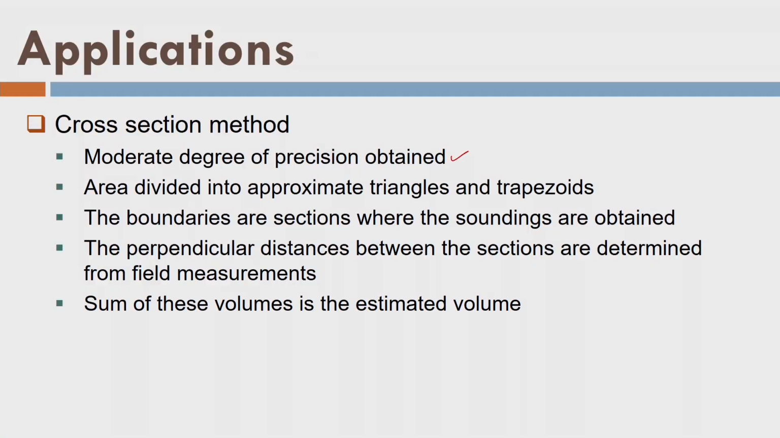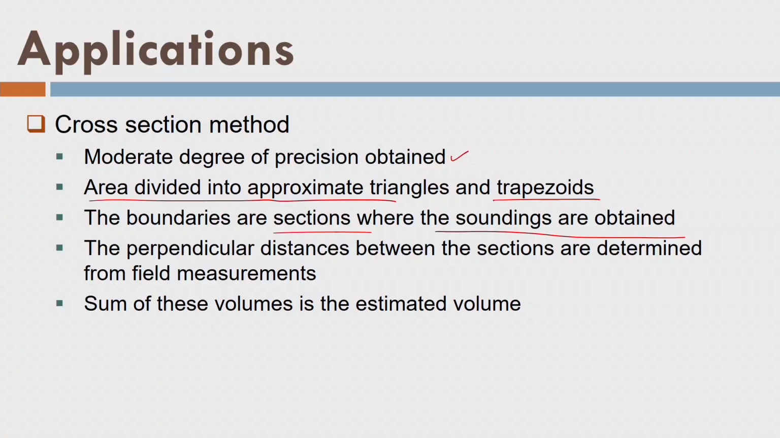The next method is the cross section method. In the cross section method, a moderate degree of precision is obtained. The area is basically divided into approximate triangles and trapezoids. The boundaries are sections where the soundings are obtained. So I have calculated sounding positions, and so I have prepared the sections here. So instead of reading slides, I am going to explain to you what the method is.